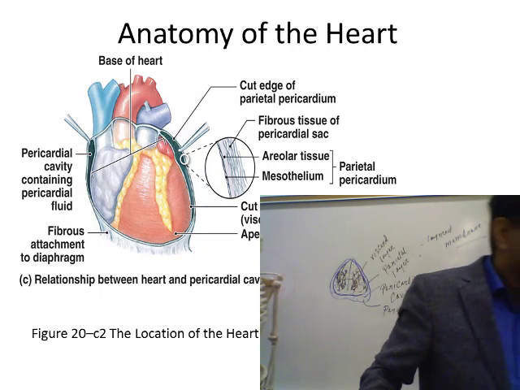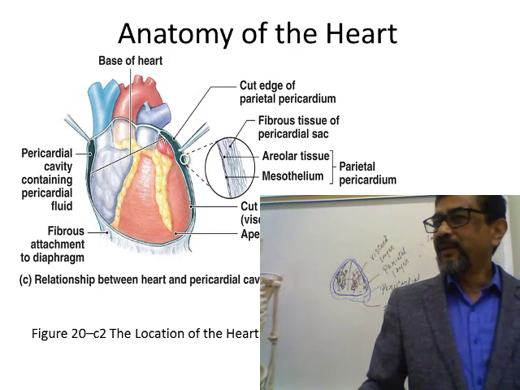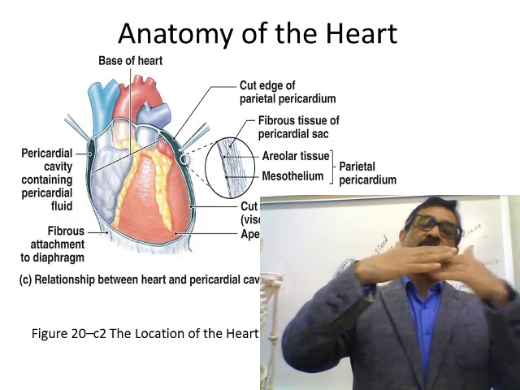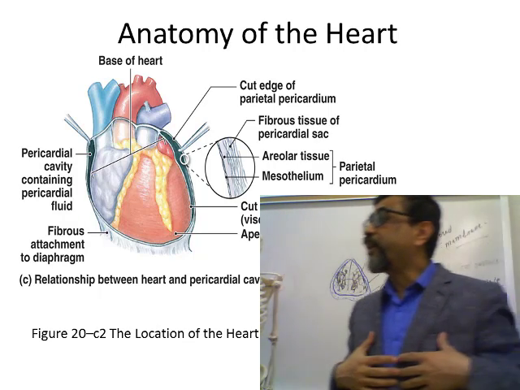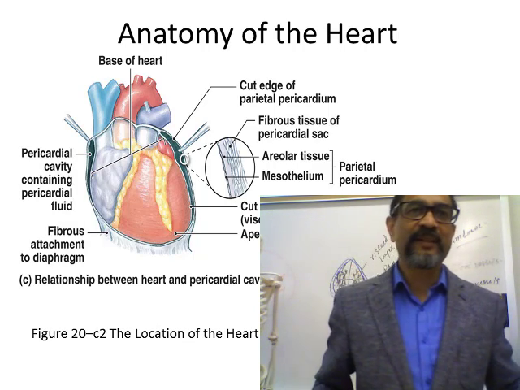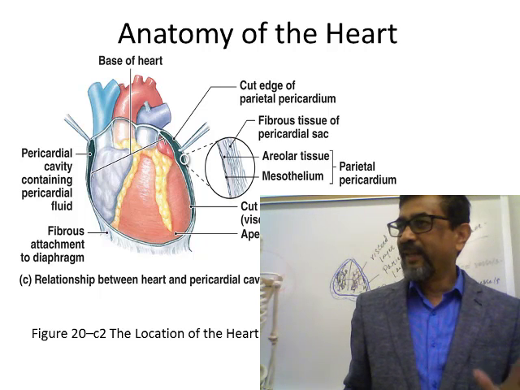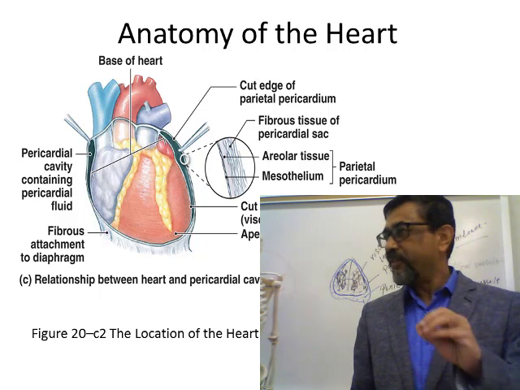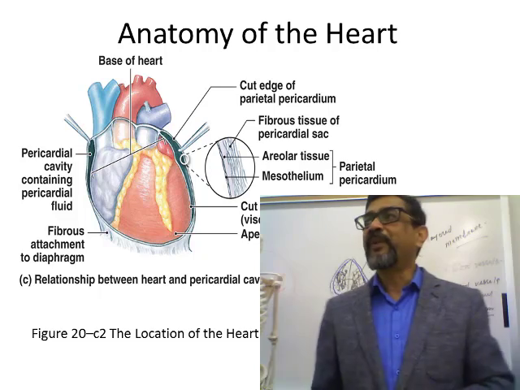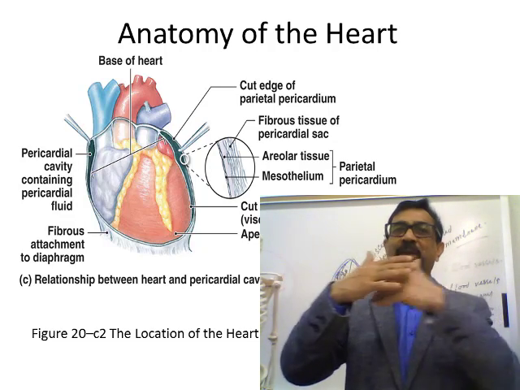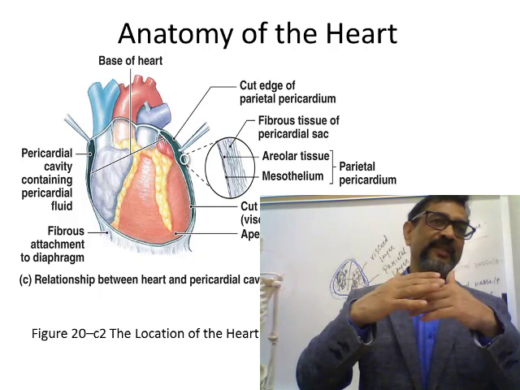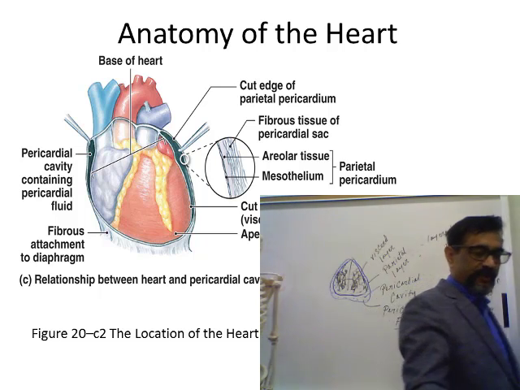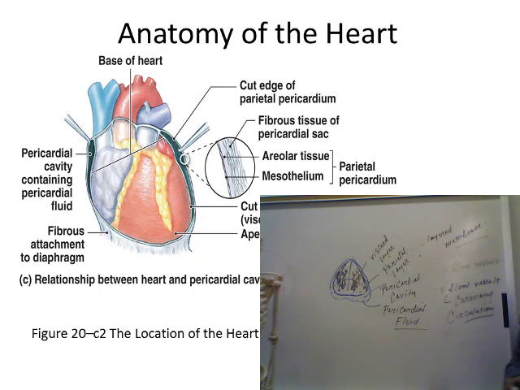Otherwise, if friction occurs without that fluid, that will create sharp pain, severe pain in the heart, and that happens. Have you heard of the clinical condition pericarditis? So pericarditis, itis is inflammation. If inflammation occurs in the layers, then what happens? The fluid amount decreases. Okay, so friction occurs, and that causes severe pain, sharp pain. So pericarditis, itis is the inflammation of the pericardium.